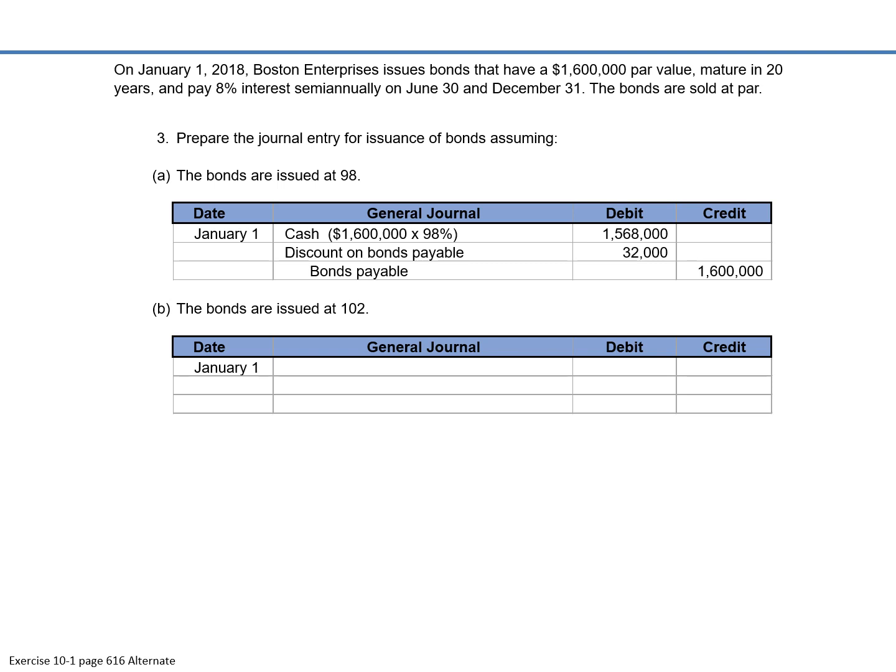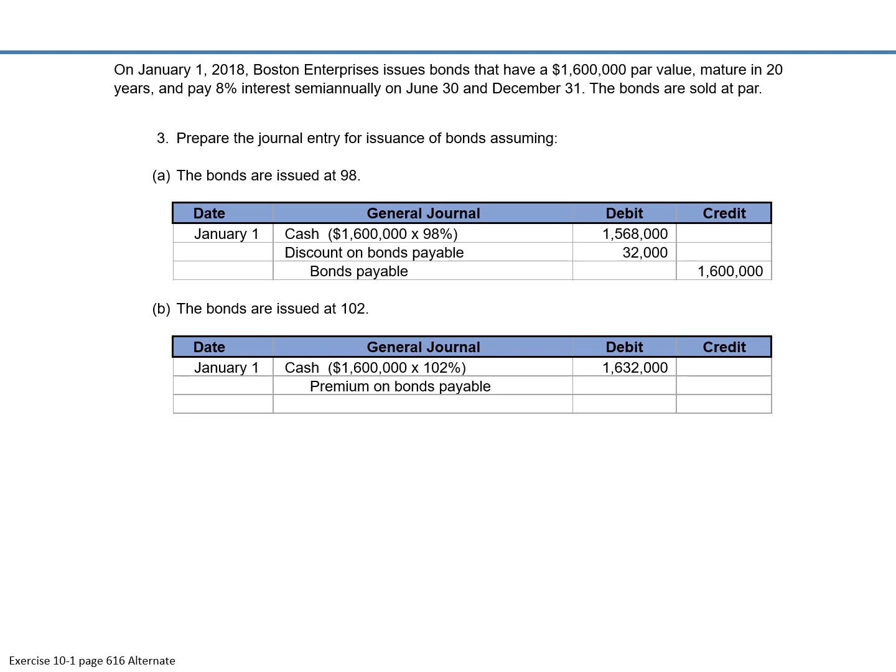All right, what happens if they're issued at 102? The cash we're going to get is going to be 102% of par value. It's going to be greater than the par. So we have 102% times 1.6 million. We're going to receive cash of 1,632,000. We have a premium this time because it's sold above par.